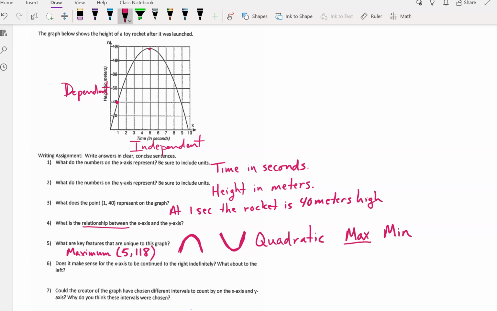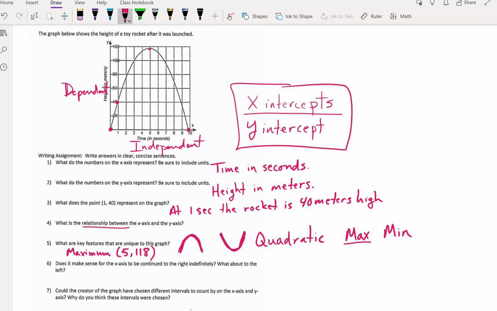Okay. Other key features might include x-intercepts. So we have an x-intercept here and here. Those x-intercepts are important because in this model, the x-intercepts represent the ground, right? For our toy rocket, the x-intercepts represent the ground. And then over here, the y-intercept is also at 0, which represents the rocket taking off, not already up in the air somewhere, like off a platform or off a building, but the rocket's actually being launched from the ground. So your y-intercept becomes important as well when we think about key features. Okay, so x-intercepts and y-intercepts, maximums and minimums.